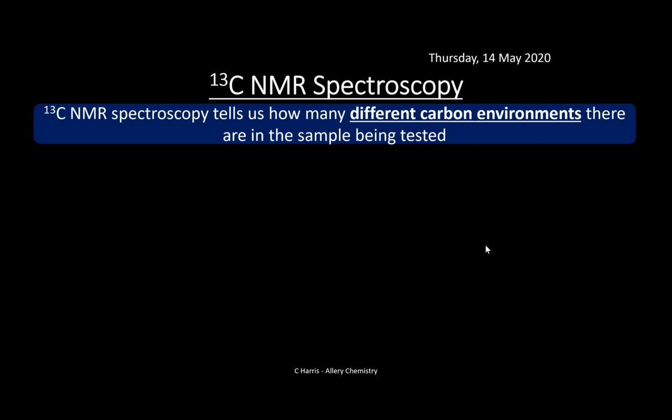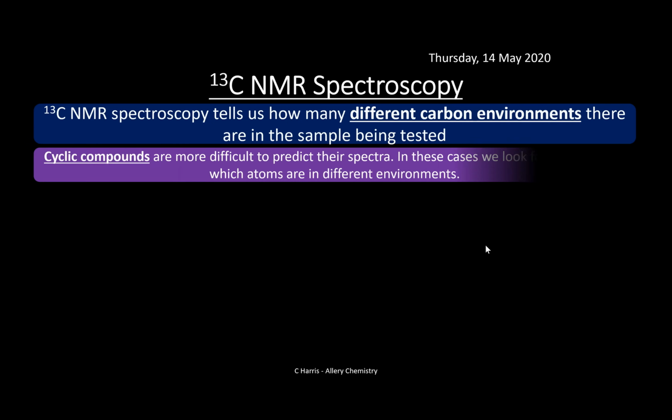Okay, so carbon-13, like I say, tells us how many different carbon environments there are in the sample being tested. We're going to look at cyclic compounds in particular for this example, because we looked at aliphatic carbons, the straight chain ones. So now we're going to look at cyclic ones. They're a little bit more difficult to predict because they don't have a straight chain where you can easily identify differences in the carbons. So in this case, we're looking for symmetry.